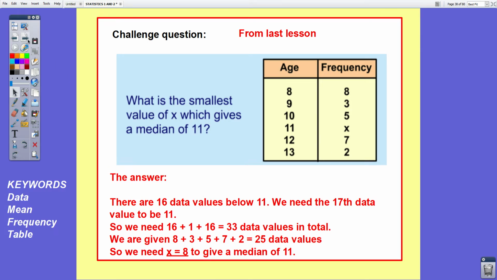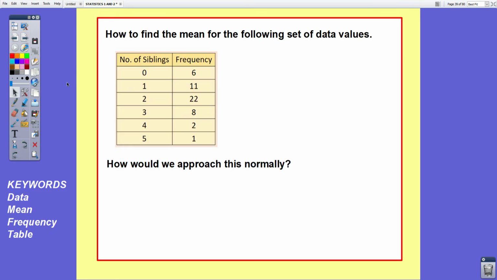Right, moving on then to today's lesson. How to find the mean for the following set of data values. So we have a frequency table. Number of siblings: 0, 1, 2, 3, 4, 5. Frequency: 6, 11, 22, 8, 2 and 1. How would we approach this normally?